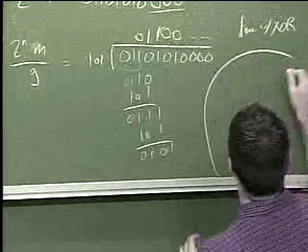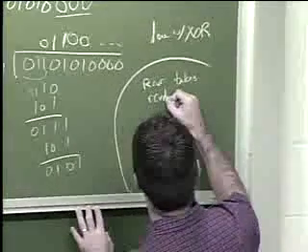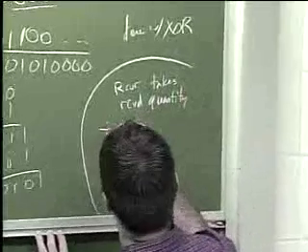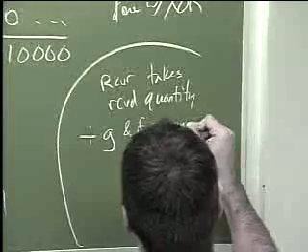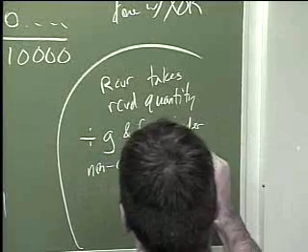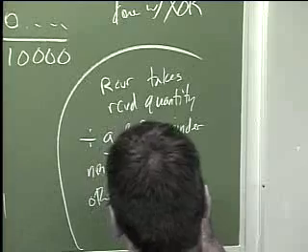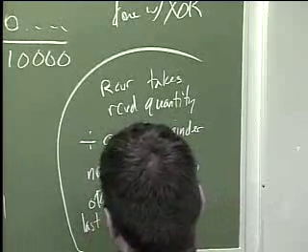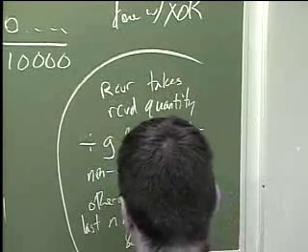And then just to finish up, the receiver takes the received quantity, divides by g, and if the remainder is non-zero, then error. Otherwise, truncate the last n bits off the message and deliver.